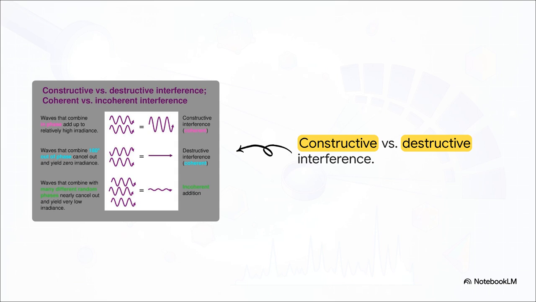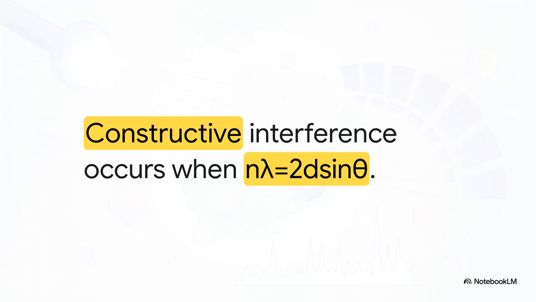Now, inside a solid crystal, you have thousands of tiny atomic planes scattering X-rays all at once. We only see a signal when those scattered X-rays perfectly align in phase to constructively interfere. So the real trick is knowing exactly when that constructive interference is going to happen, right? Well, that is entirely governed by Bragg's law.